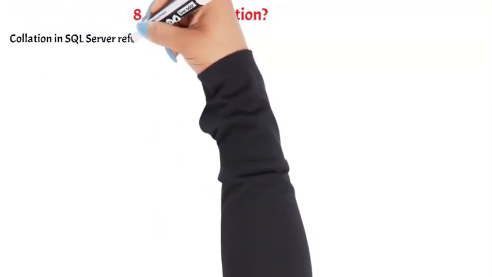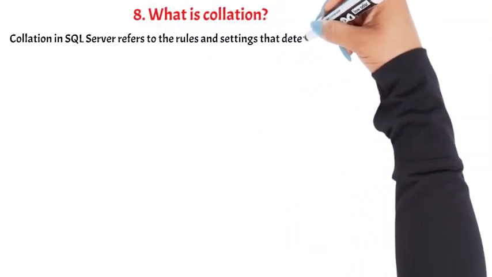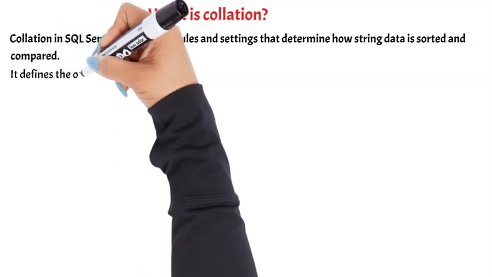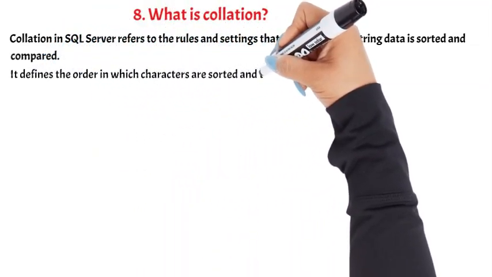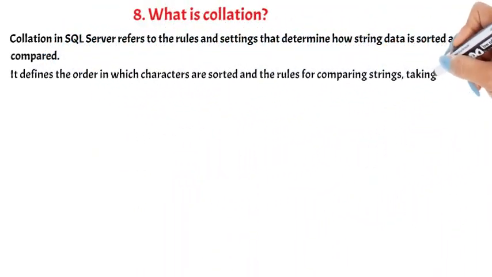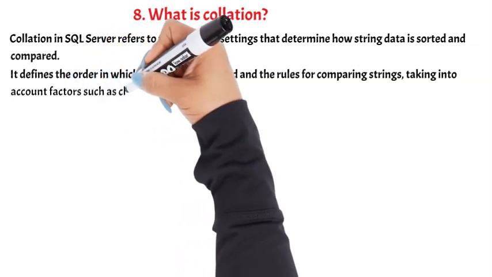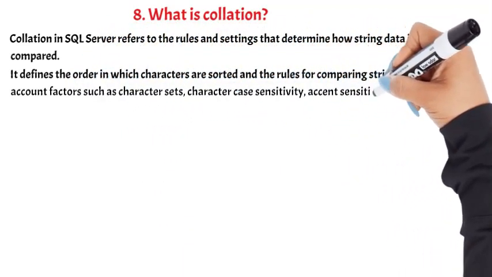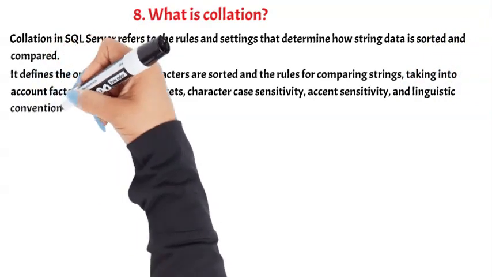8. What is collation? Collation in SQL Server refers to the rules and settings that determine how string data is sorted and compared. It defines the order in which characters are sorted and the rules for comparing strings, taking into account factors such as character sets, character case sensitivity, accent sensitivity, and linguistic conventions.